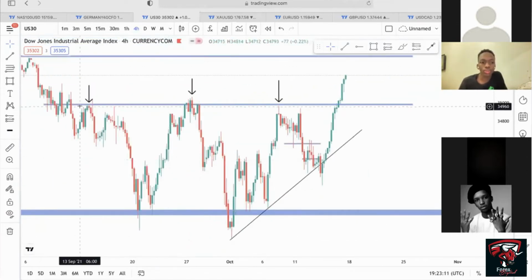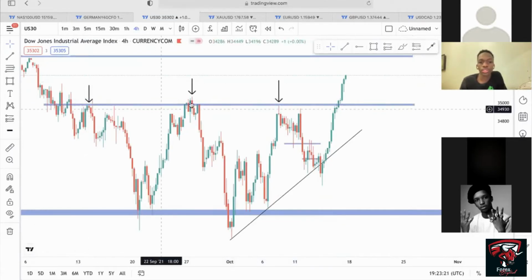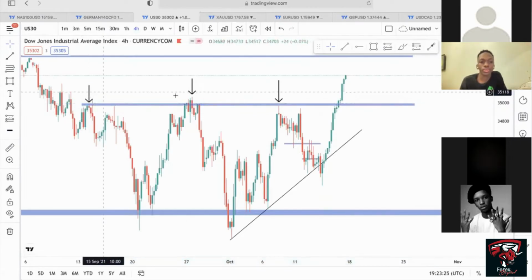Obviously, I had this zone drawn in, and I was waiting for a fourth touch of this zone. You can see first, second, third. Let me just draw this bit down. First, second, first, second, third. So obviously waiting for number 4. But as you can see, USD actually just shot up.